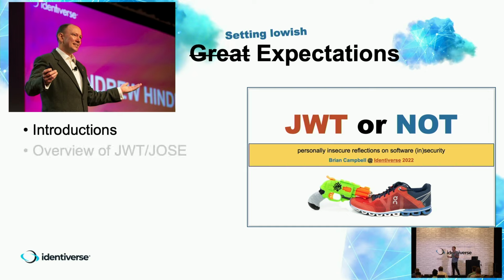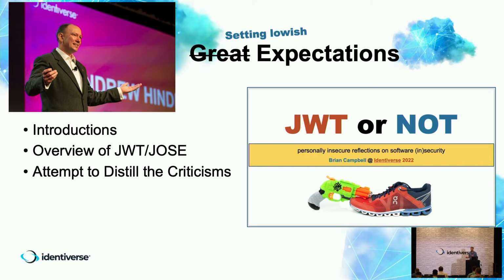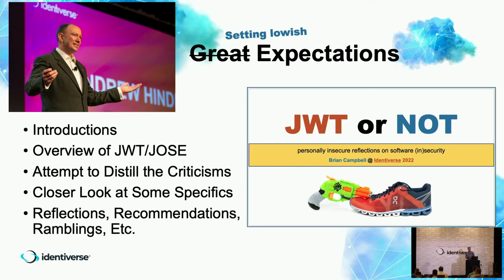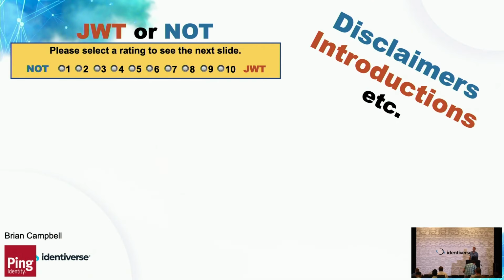So here, setting some expectations for this talk, just a quick agenda. I'm going to do some introductions. Going to give an overview, little review, overview, depending on how you look at it, of JWT, JOT, and the JOSE suite of standards. I'm going to attempt to distill some of the criticisms that have been levied at the JOT technology from a wide range of places and in various degrees of hate. And I'm going to take a closer look at some of the specifics. And ultimately, I'm going to close with some ramblings, some recommendations, maybe some reflections, and some other stuff, mostly ramblings probably. So let's get started with introductions.